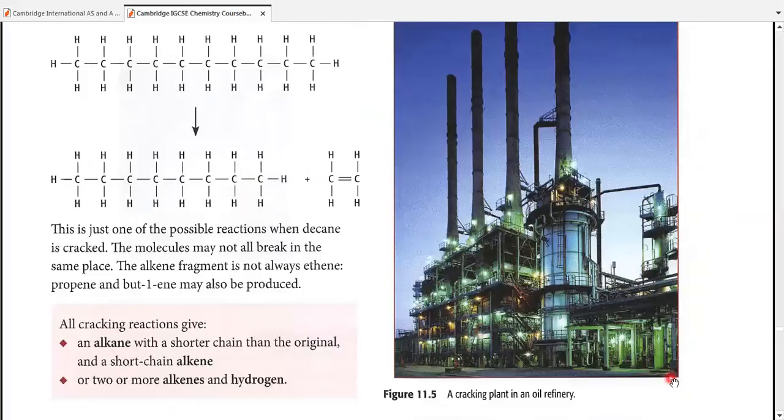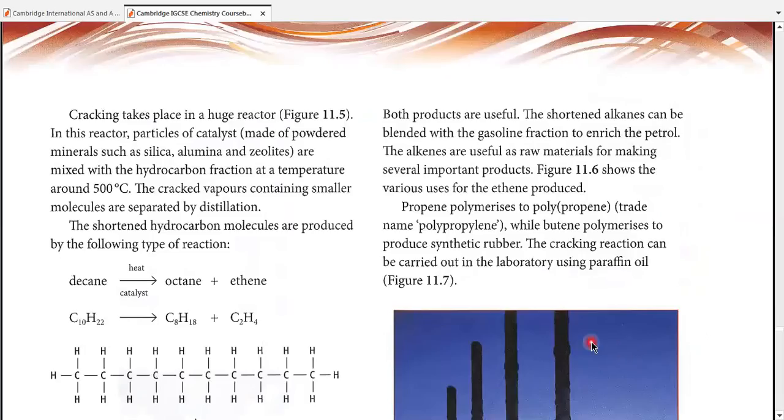This is a cracking plant in oil refinery. It goes for the cracking under the specific conditions as we mentioned, under the temperature in the catalyst, and it goes for further subsequent distillations to separate specific products. Okay? And the last paragraph, propene polymerizes to polypropene, trade name polypropylene. Butene polymerizes to synthetic rubber. Synthetic rubber is commonly used even in students' life.